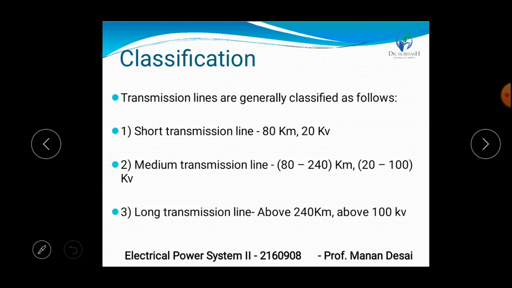Now, there are three main categories of transmission lines. First is the short transmission line, which is up to 80 km and 20 kilovolt level. Then the medium transmission line, which has 80 to 240 kilometers and a voltage level between 20 to 100 kilovolts. And then the long transmission line, which is above 240 kilometers and a voltage level above 100 kV.